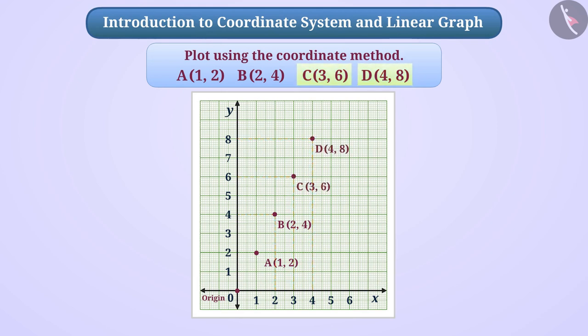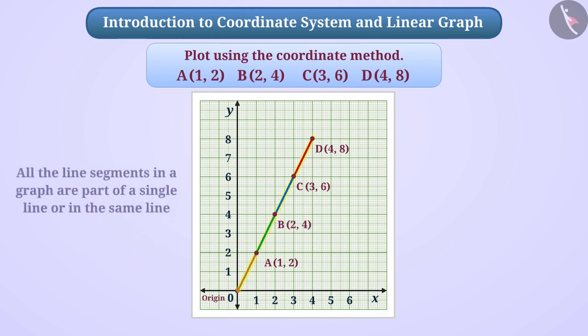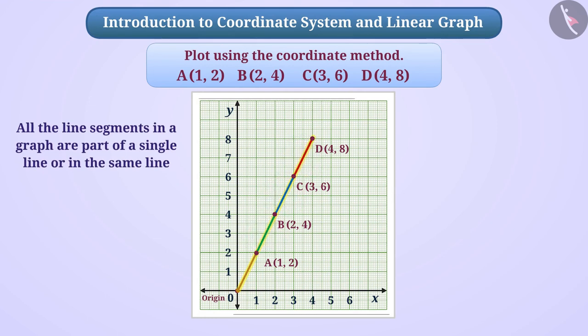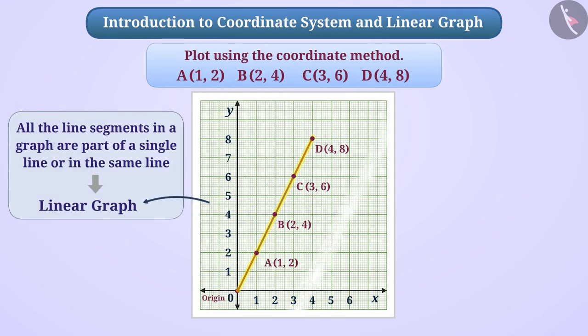Let's connect all these points with line segments. You can see that line segments AB, BC and CD lie in the same line. Thus, if all the line segments in a graph are part of a single line or in the same line, then such a graph is called a linear graph. We will understand it better by some examples in the next video.